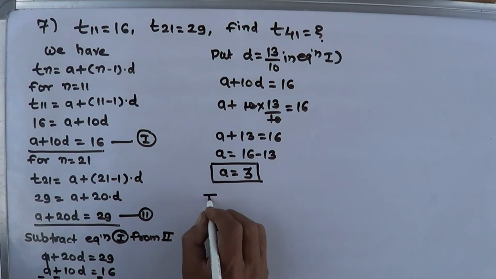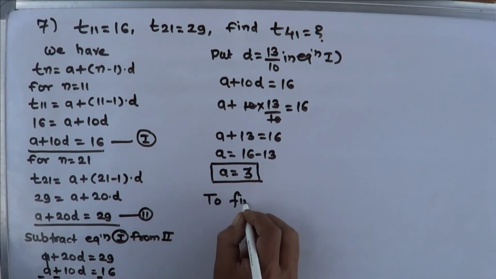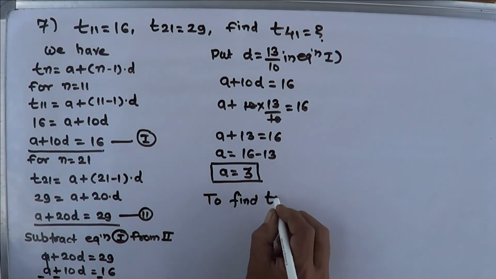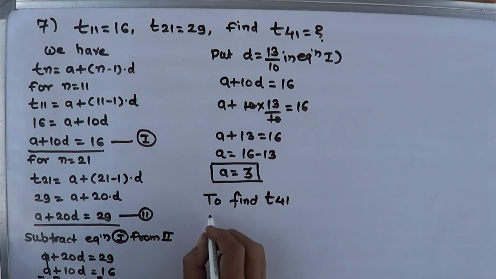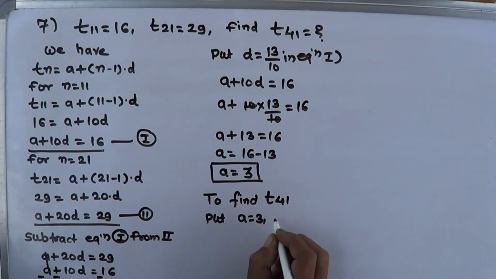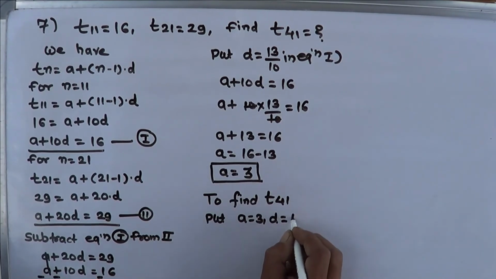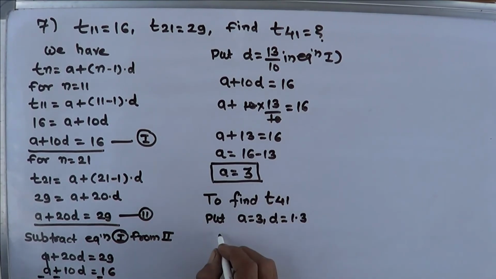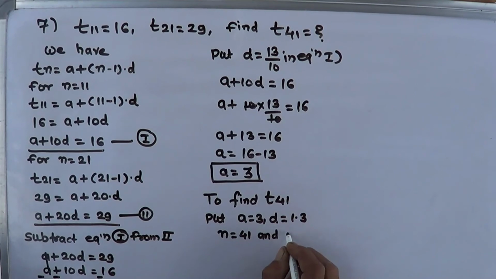To find T41, put a equal to 3, d equal to 1.3, n equal to 41, and we will find here T41.